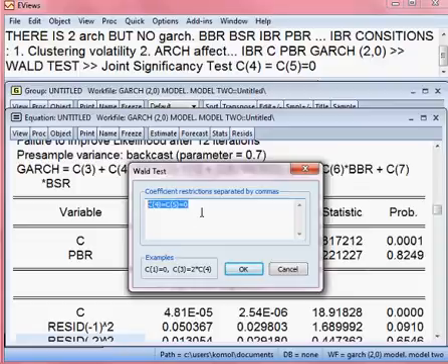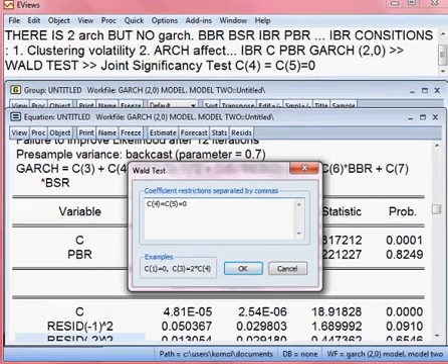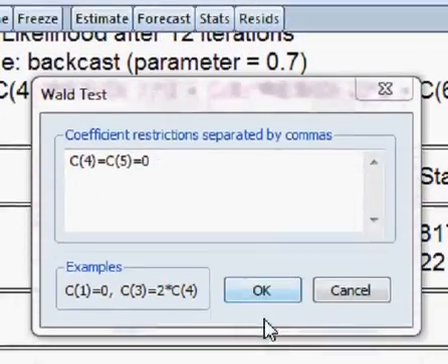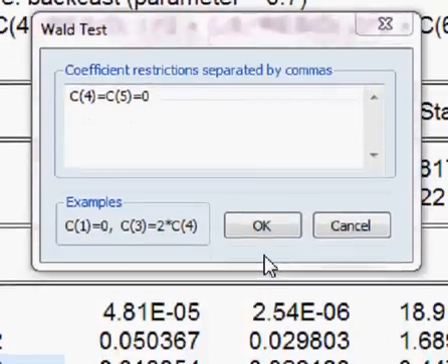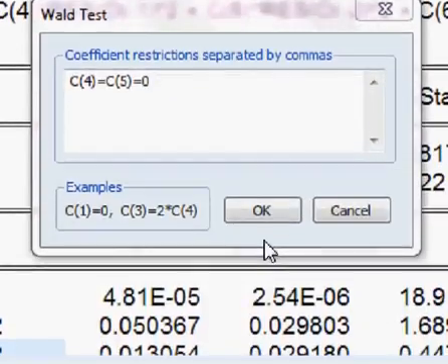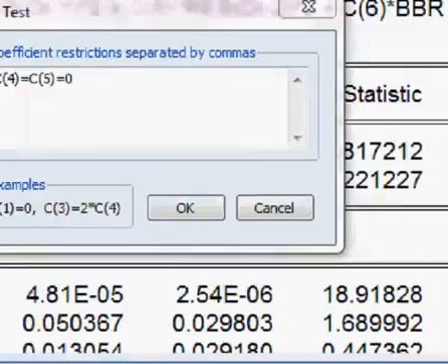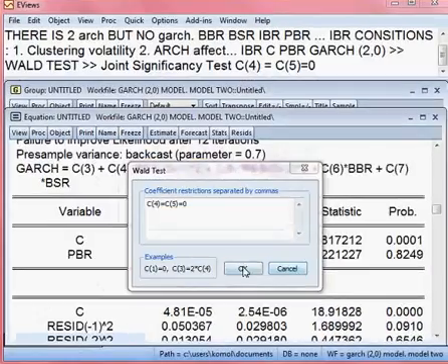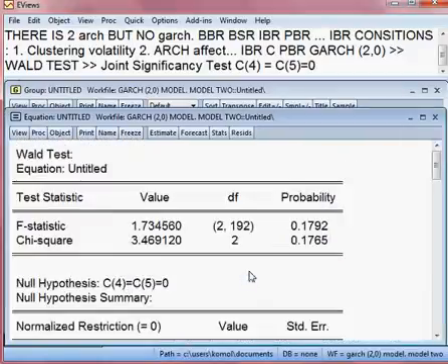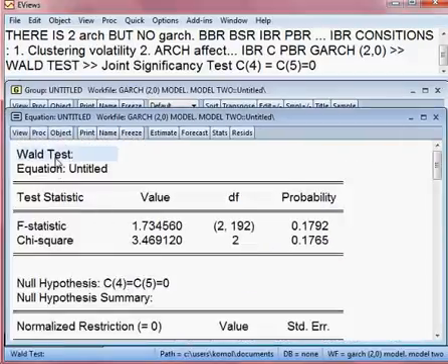Okay, we can do it. I can zoom for you so you can see better. You can see this is the hypothesis I set: C4 equal to C5 equal to 0 or not. That we want to check. Okay, so I press OK. So that is the Wald test equation, right?